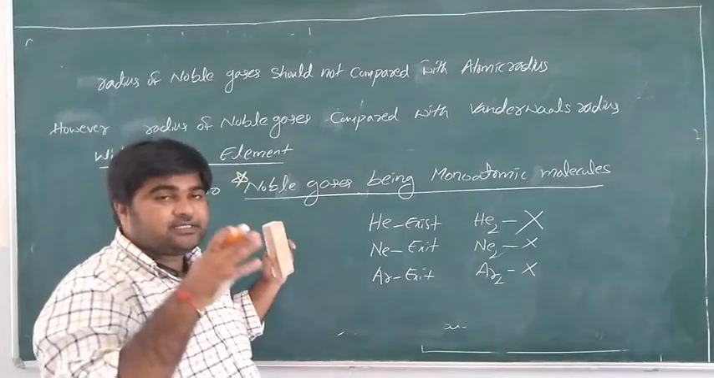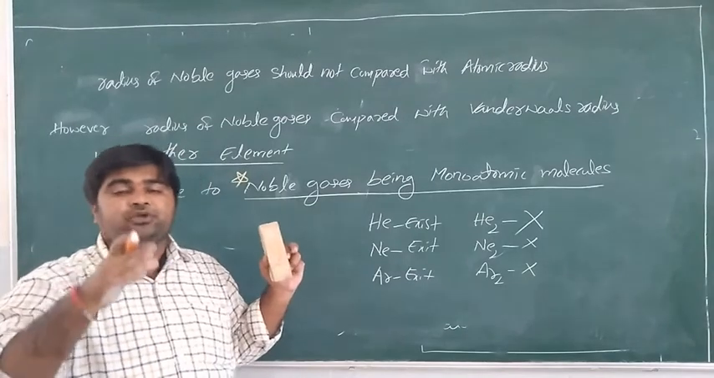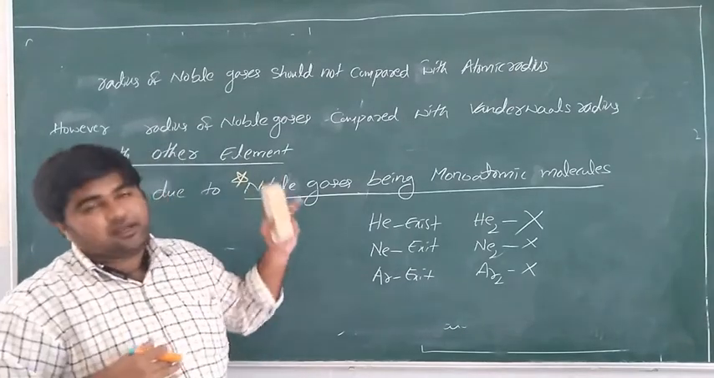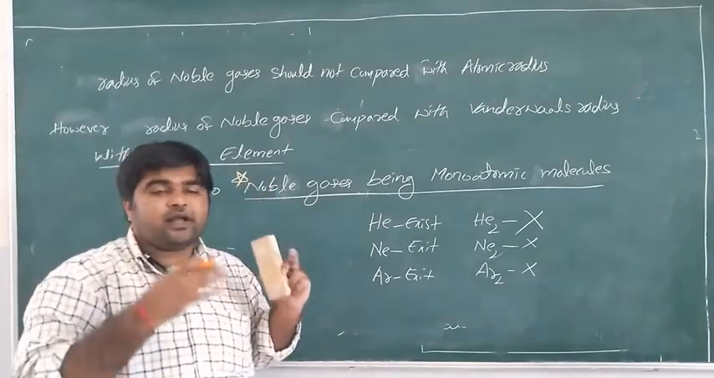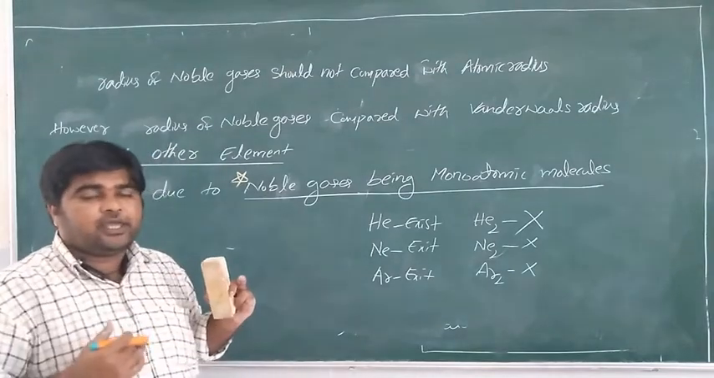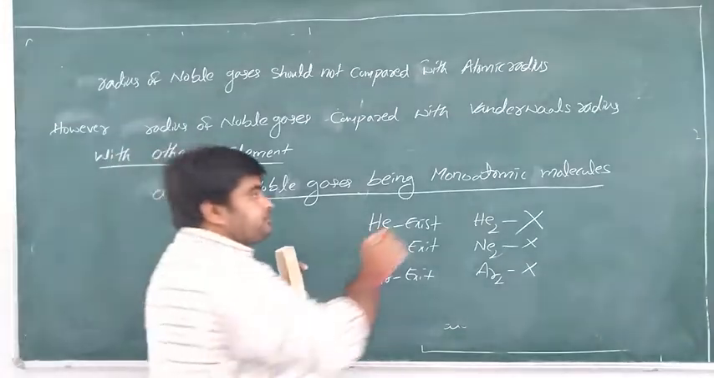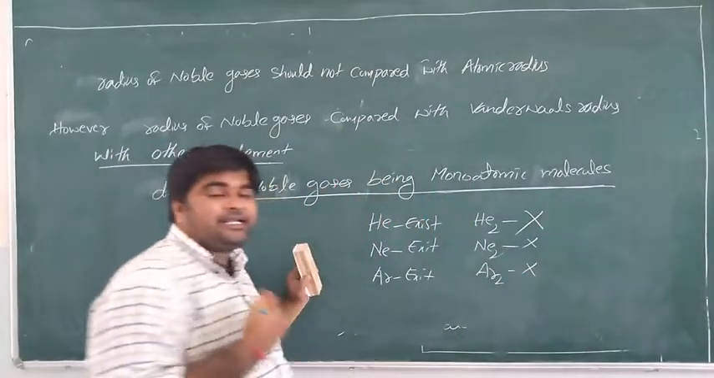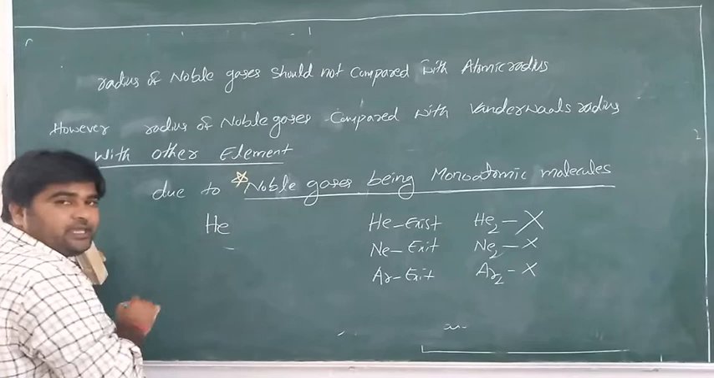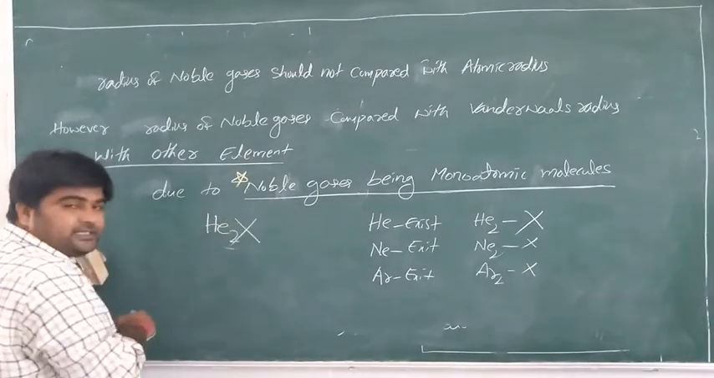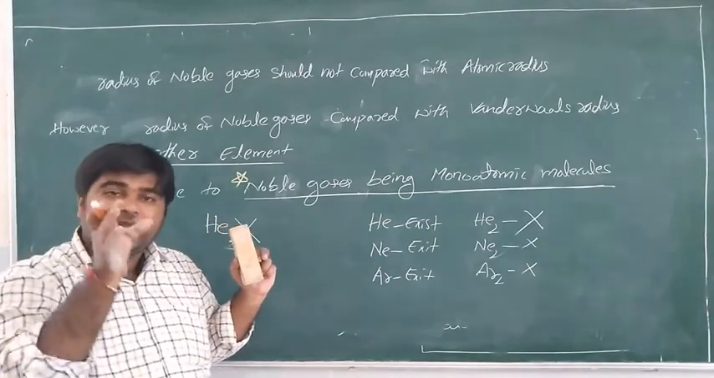So the radius of the noble gases should not be compared with atomic radius due to its very large radius. However, its radius is compared with van der Waals radius with other elements. Why? Because noble gases are monoatomic molecules, single molecules. Helium only exists as He. He2 does not exist. Neon exists only as Ne. Ne2 does not exist.